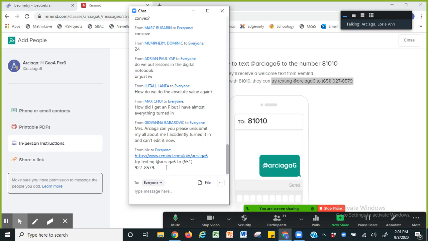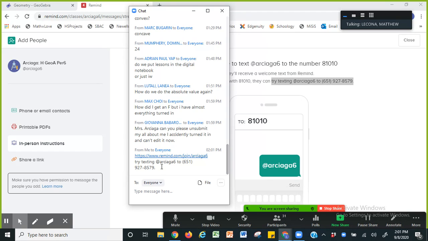We can also do that. Try texting at Arciaga6 to 651-927-8579. Or, I do have a Google Voice number, but I don't memorize it.